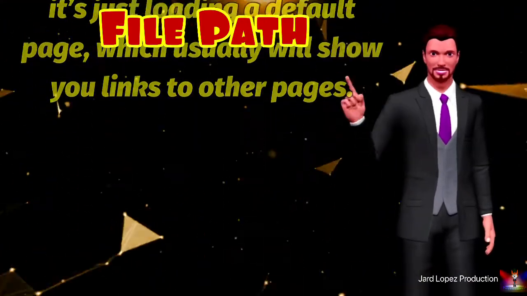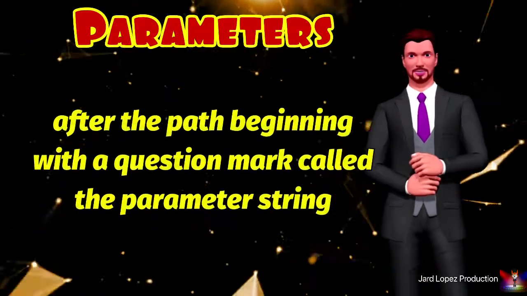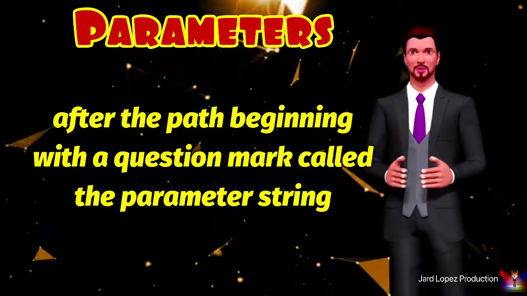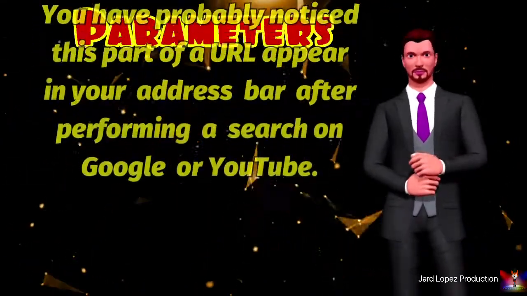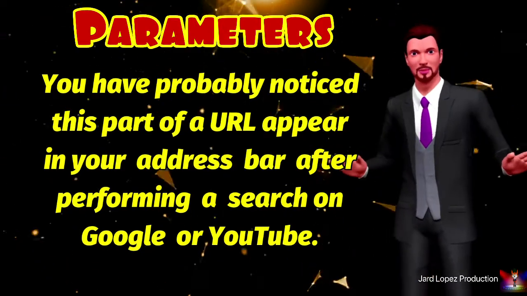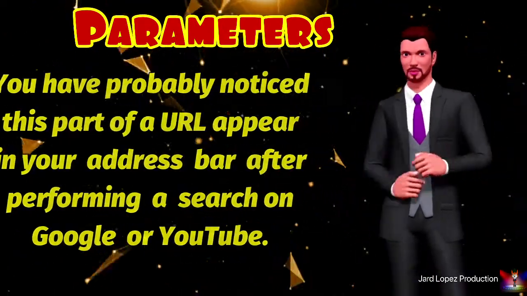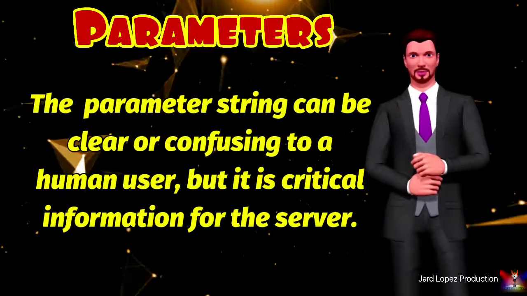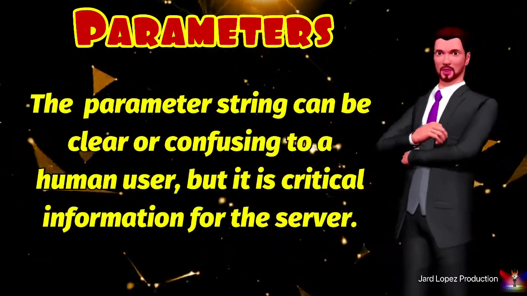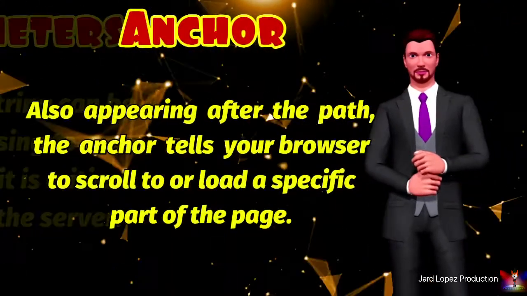4. Parameters. Some URLs include a string of characters after the path beginning with a question mark, called the parameter string. You have probably noticed this part of a URL appear in your address bar after performing a search on Google or YouTube. The parameter string can be clear or confusing to a human user, but it is critical information for the server.